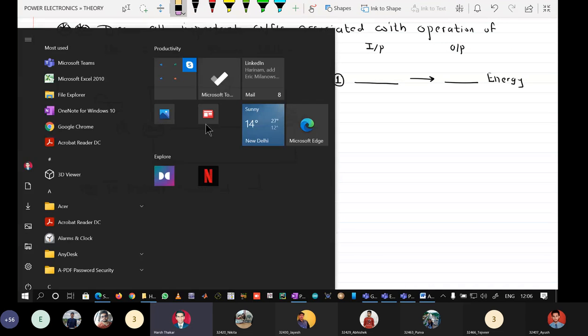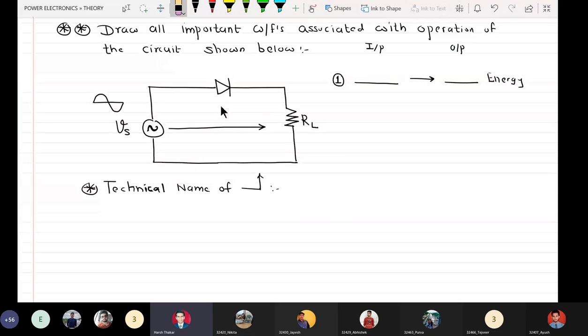Yes, this circuit now has a diode, so it is a rectifier or a converter. What is the difference I said between a converter and rectifier? Does anybody remember? Yes?